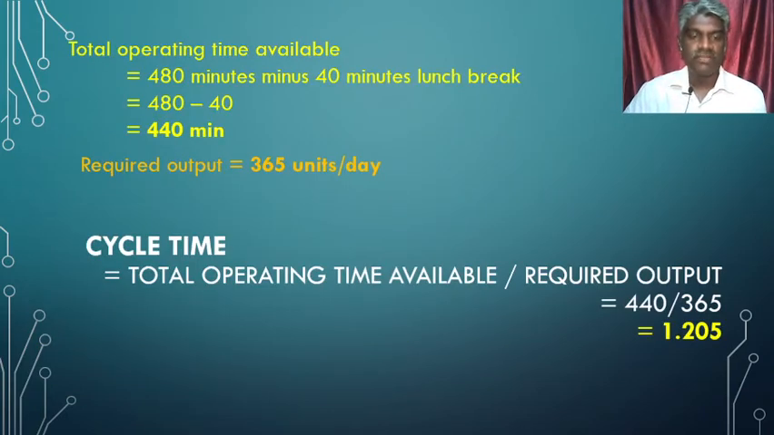First we need to find the cycle time. To find the cycle time, we need to know the output, and we know the output is 365 units. The total operating time available is an 8-hour shift, 8 into 60 is 480 minutes, minus the 40-minute lunch break, which is 440 minutes. So the cycle time is equal to 440 divided by 365, which comes to around 1.2.